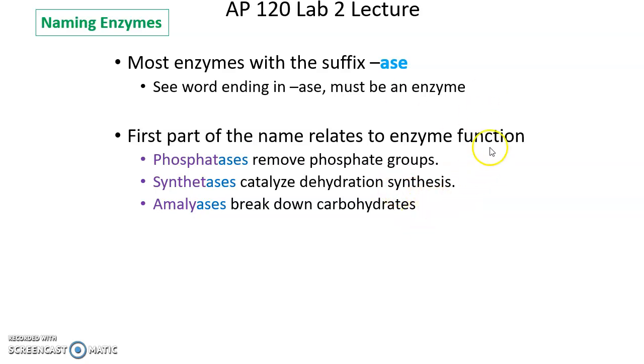Enzyme naming. Most enzymes end in the letters A, S, E. A group got together and decided that is how enzymes must be named. So if you ever see something that ends in ASE, then it is an enzyme. Phosphatases are enzymes, they remove phosphates. Synthetases are enzymes that cause dehydration synthesis. Amylases are enzymes that break down carbohydrates. There are enzymes that were discovered before this convention was developed. So there are enzymes out there that do not end in ASE, but if it ends in ASE, it is definitely an enzyme.